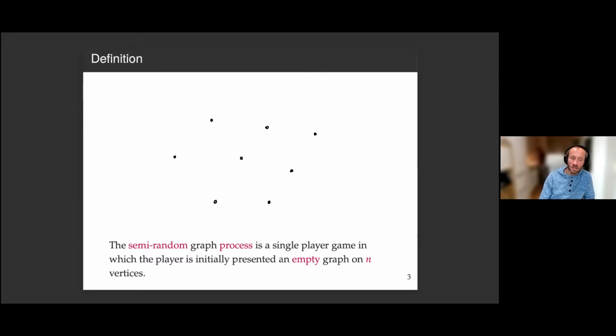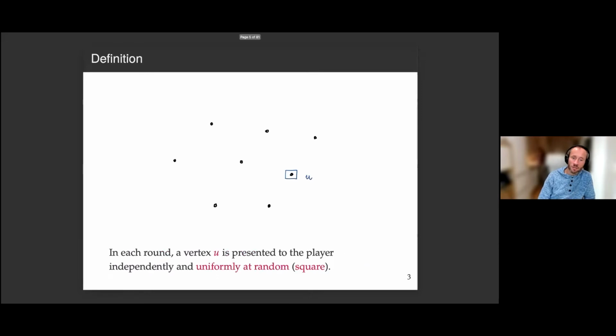You have n vertices, and in each round, one vertex is presented to you, which is selected uniformly at random from all the vertices that are available to you. So a given vertex is selected with probability 1 over n.